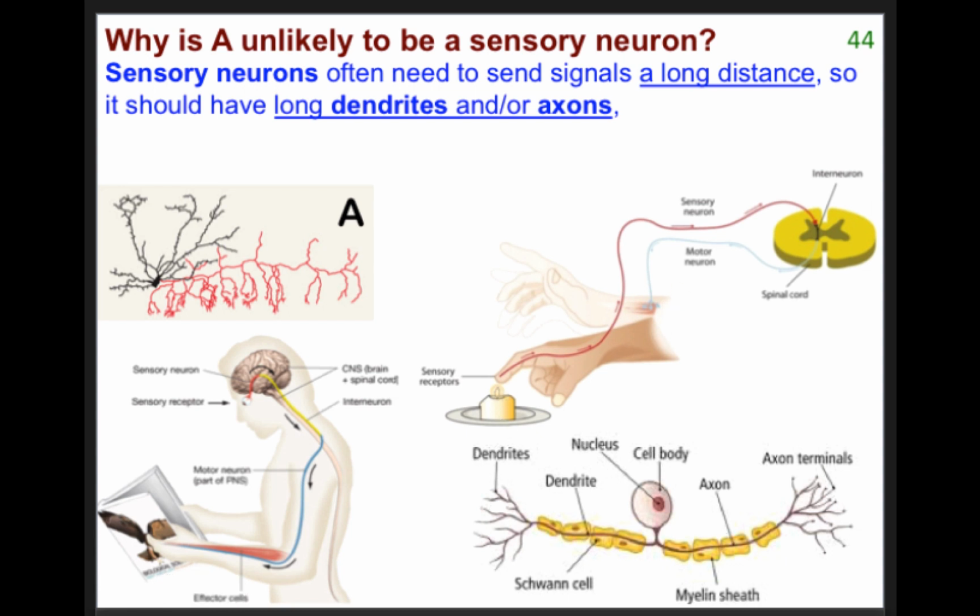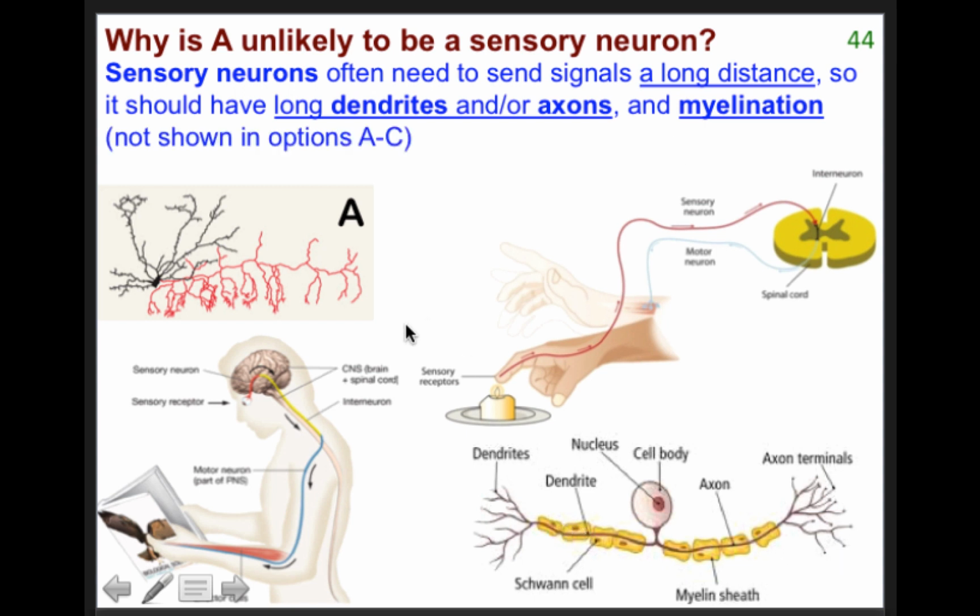And since that signal has to be traveling a very long distance, you want that signal to travel quickly, especially if you're burning your finger here. And so you would expect to see myelination as well. Now, we didn't include myelination in any of those three options, but that's still something to look for in other figures. All right. So with myelination, you'd expect to get faster transmission of these signals when they have to go such a long distance.